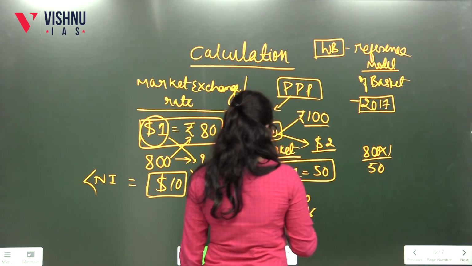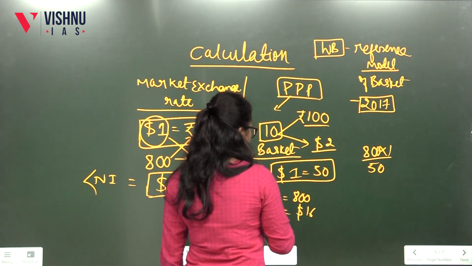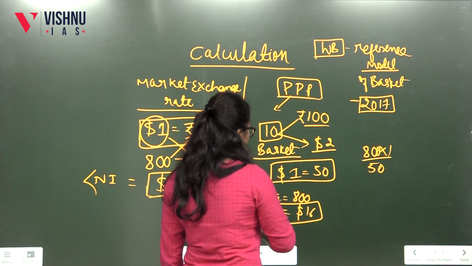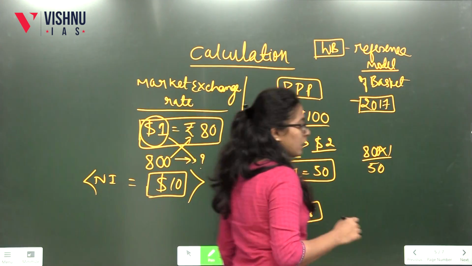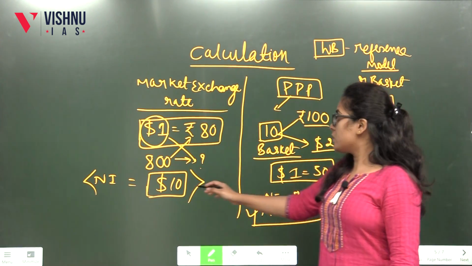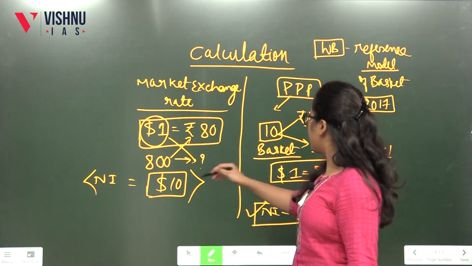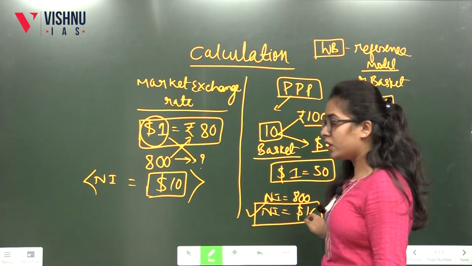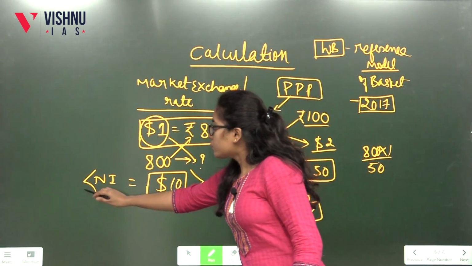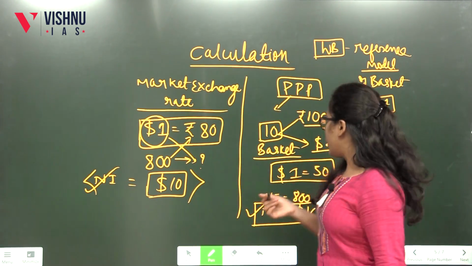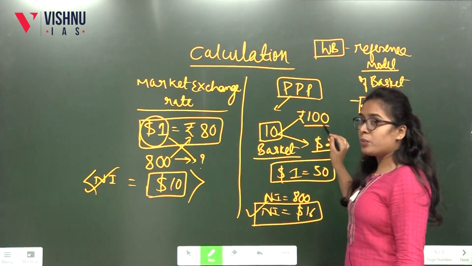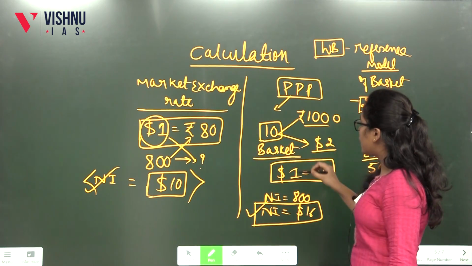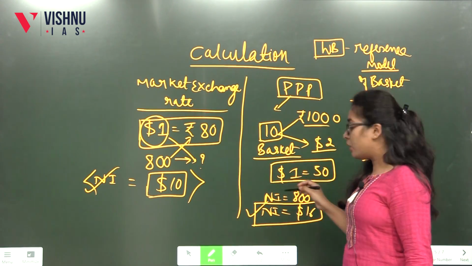So it comes to around $16. You can see the difference in terms of market exchange rate and in terms of PPP. That is, it is $16 versus $10. You may ask me why I am taking 10 rupees, 100 rupees; you can take 1000 rupees so that the rate will increase and you can carry.